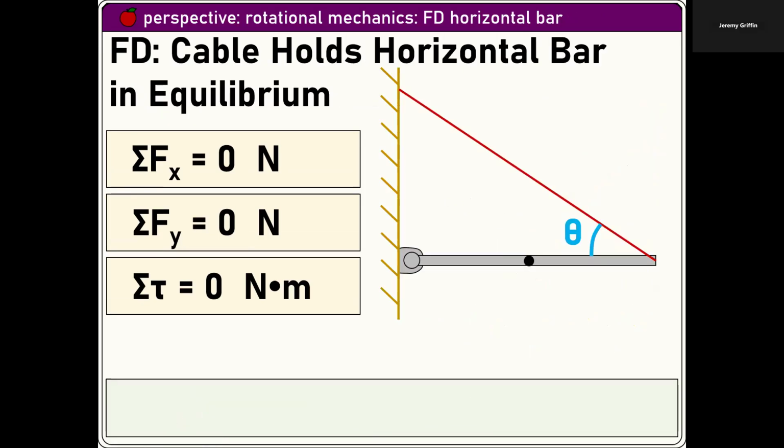Cable holds a horizontal bar in equilibrium. There's another classic question. Is this a lot like the scaffold question? Yeah. Guys, I think this is a scaffold question, except that one of your forces is on an angle now. So if you look back to your notes from a few minutes ago, look at that scaffold. I bet you can use that as a model.